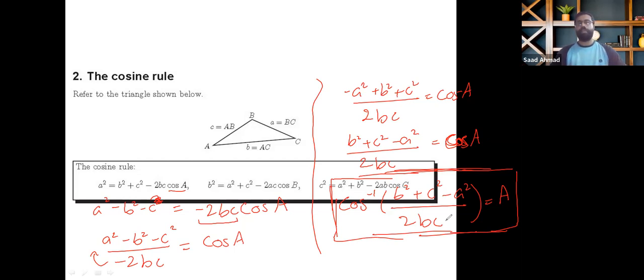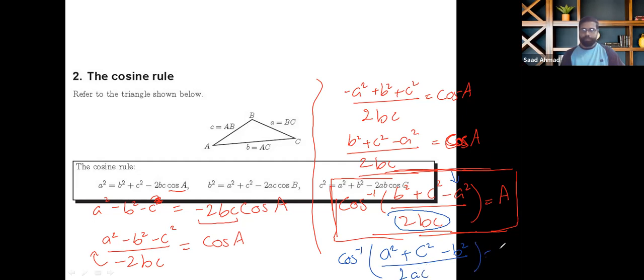Now let's say I want to find the angle B. The change is that it will be cos inverse of (A squared plus C squared minus B squared) over 2AC. You see, when we were finding A, it was minus A squared. Now we are finding B, so it will be minus B squared. And there was no A in the denominator; now there will be no B there.